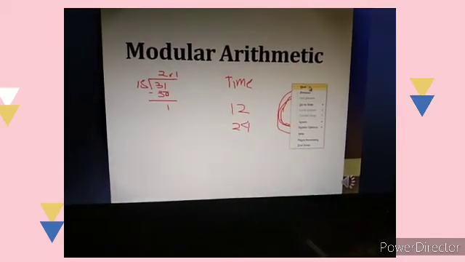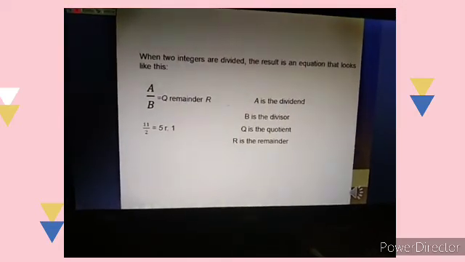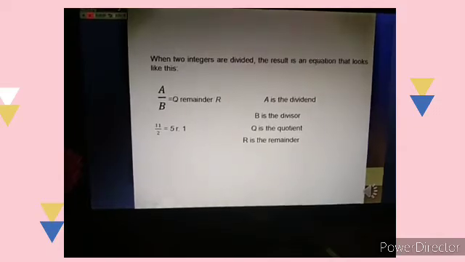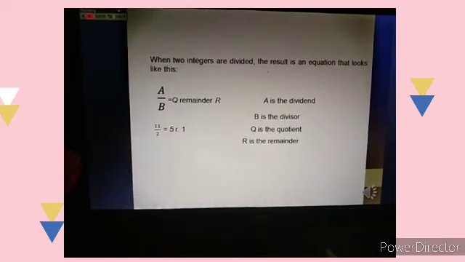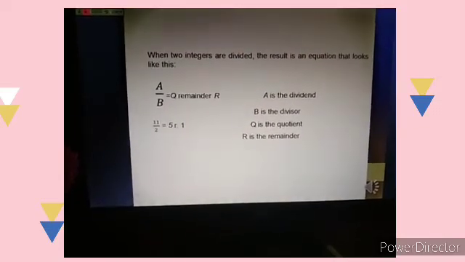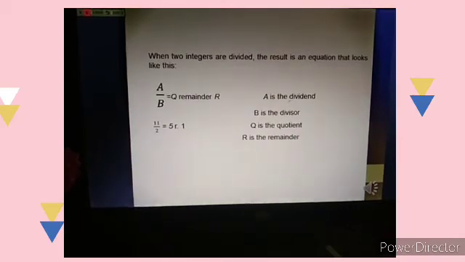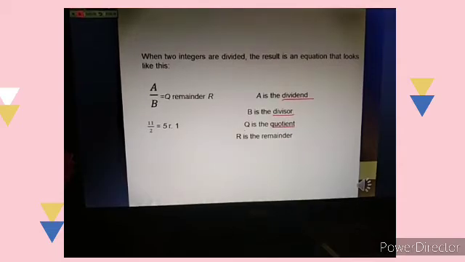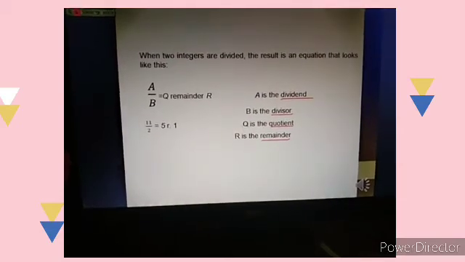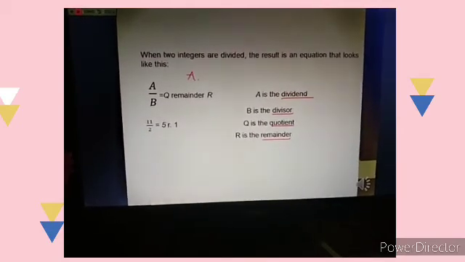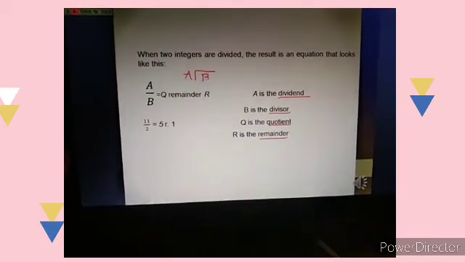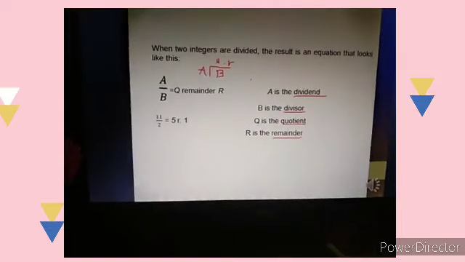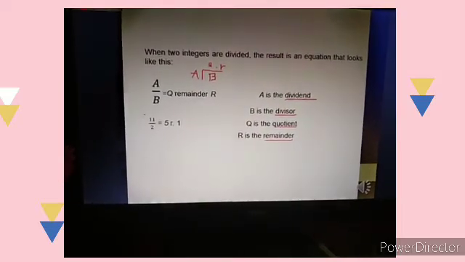So, the second video is like this. As I said earlier, when two integers are divided, the result is an equation that looks like this. A is the dividend, B is the divisor, Q is the quotient, and R is the remainder. It is the same as what we solved earlier, right? And when you put in the numbers, it takes this form.